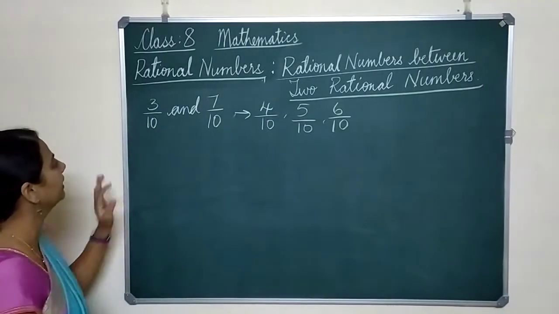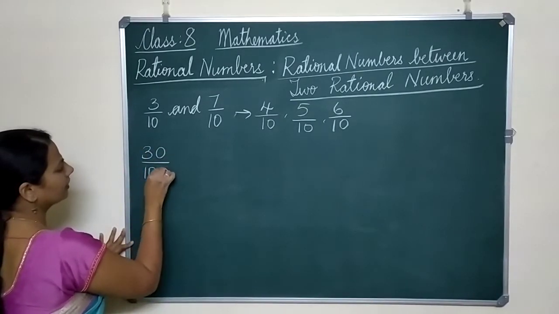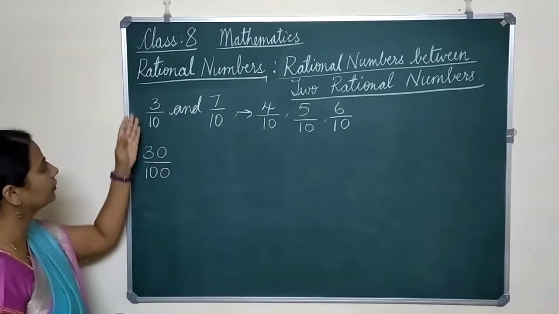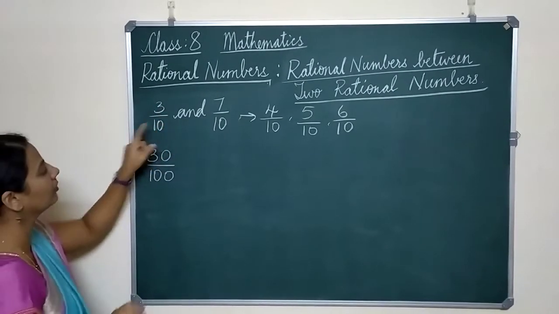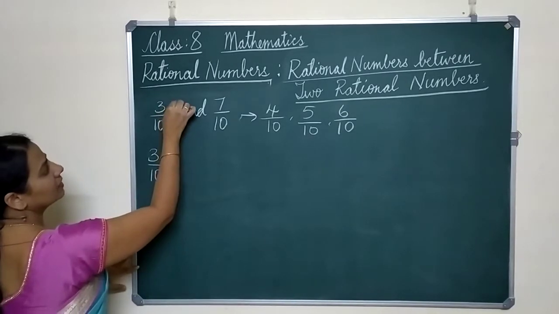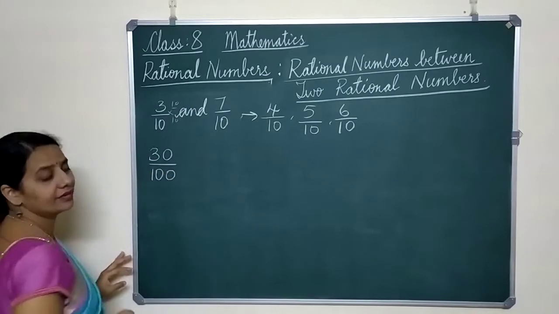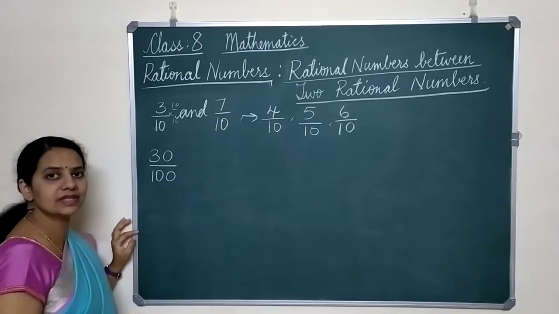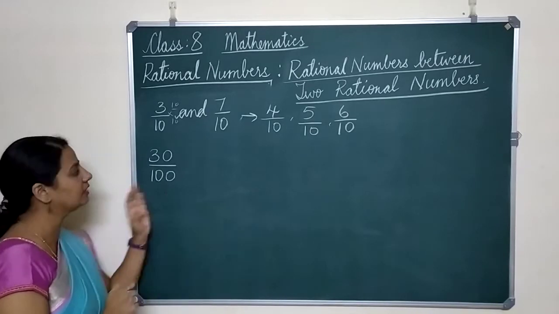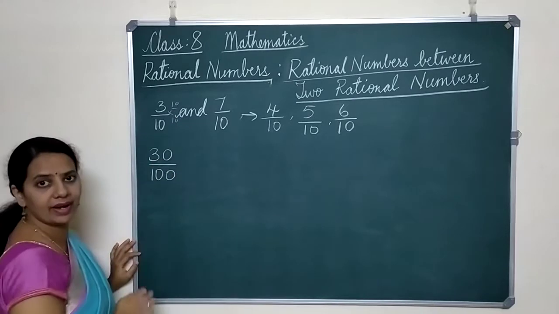Now 3/10 can be written as 30/100. This is the equivalent fraction of this. How did I get this? Multiply both numerator and denominator by 10. 10 3s are 30, 10 10s are 100. So this is how we find equivalent fractions. Do you remember in the previous years, 6th standard, 7th standard, you have learned how to find equivalent fractions. So 3/10 is nothing but 30/100.